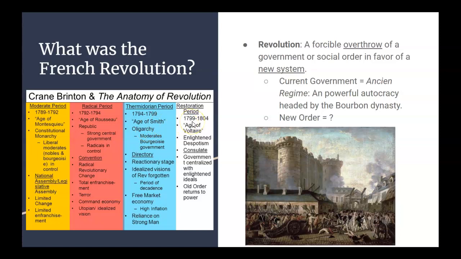Finally is the Restoration period. Cynical historians, like Crane himself, say kind of like, yeah, revolutions try to change things, but in reality, the world doesn't really change that much, and really it's just kind of a continuation of how things used to be before the revolution. It just looks a little bit different.